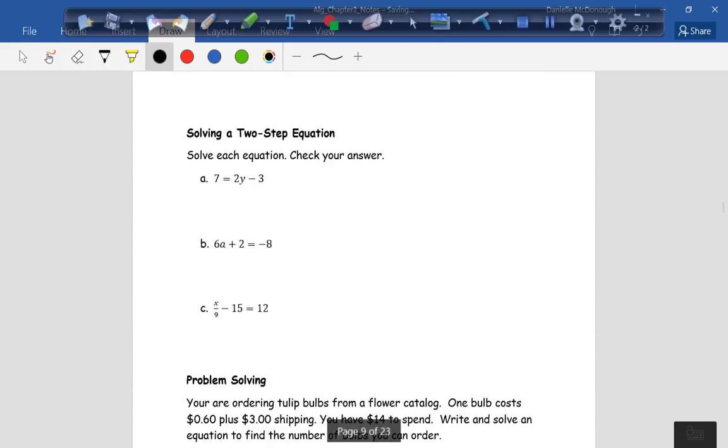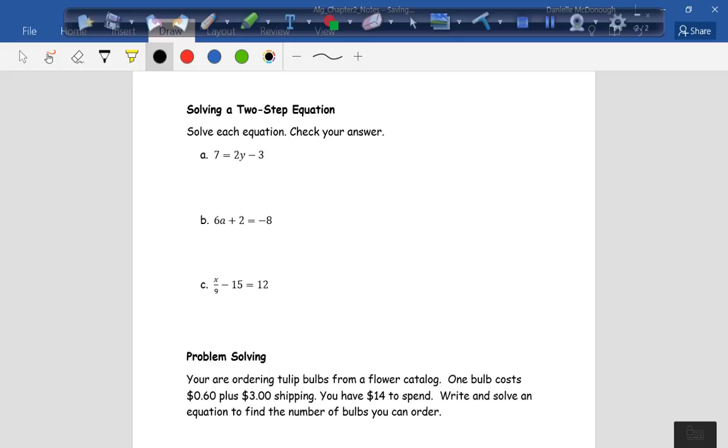So to solve this two-step equation here, first of all, if you look, here's my variable, and so this right here is my term with my variable. And so with that, we don't want to get rid of that first. We want to actually leave that there and get rid of the other term on the same side of the equation. So if you look, this 2y here is subtracting 3. So what we're going to do is add 3 to both sides first.